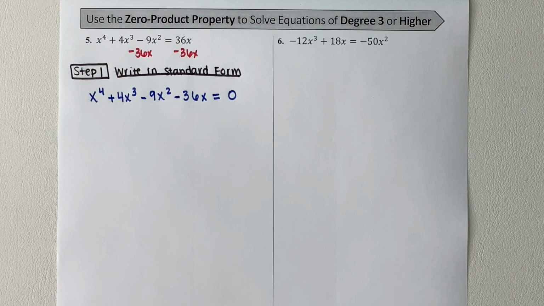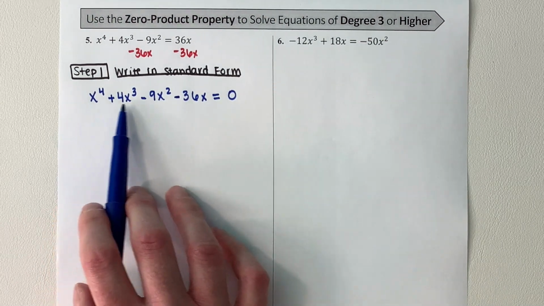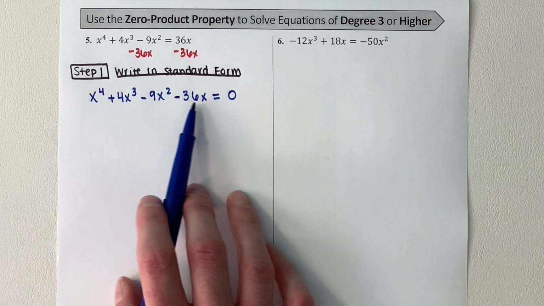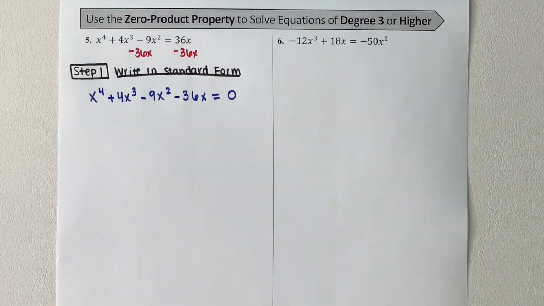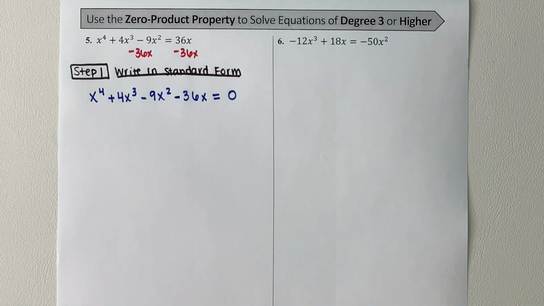It meets those 3 requirements that we learned on the first page. Our equation is equal to 0. The variables are written with their exponents in descending order, going from highest to lowest, and there are no parentheses. So now we can move on to step 2. For step 2, we're going to factor completely.